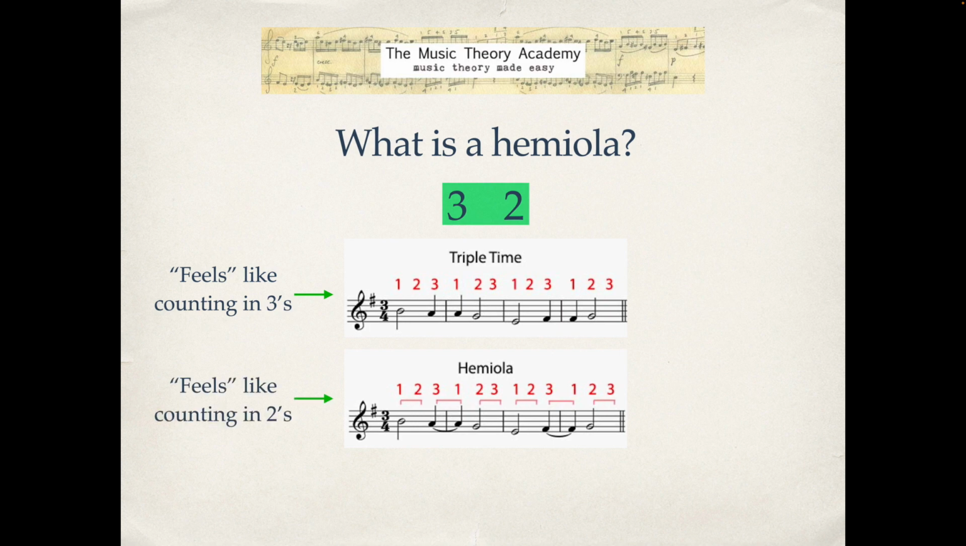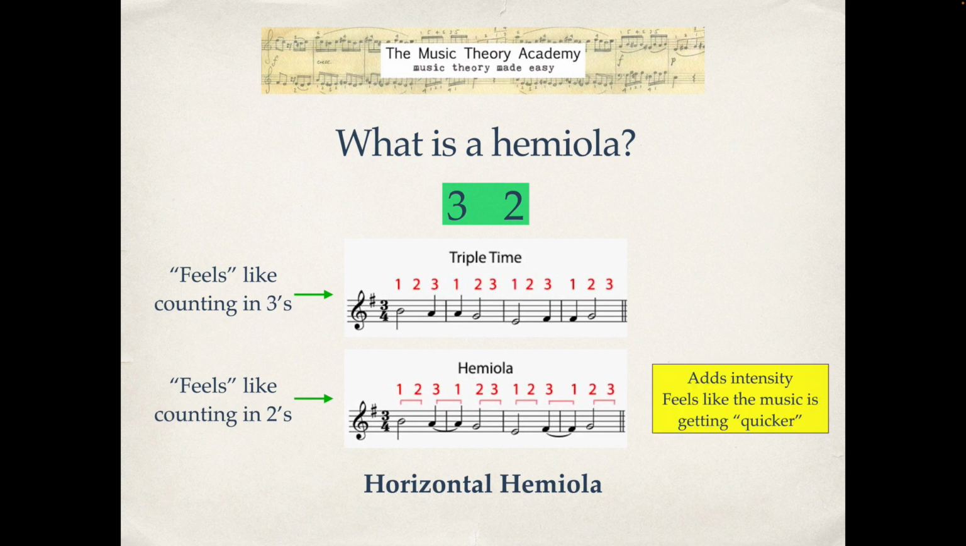It almost feels like we're counting in twos. 1, 2, 1, 2, 1, 2, 1, 2. It's changed the sense from a 3 to a 2. This is called a horizontal hemiola. It's called horizontal because it follows along with the music. It's changing from 3 to 2 as we go along.